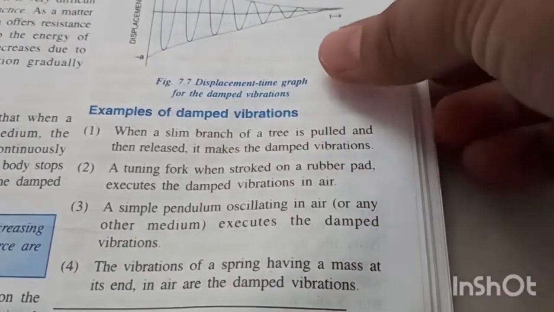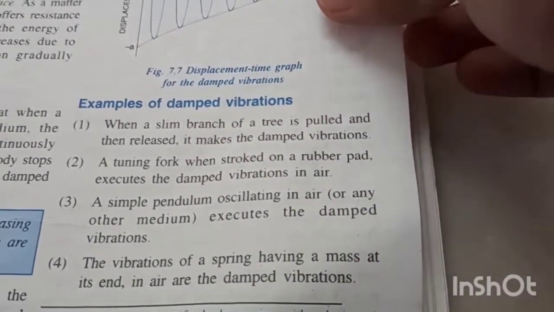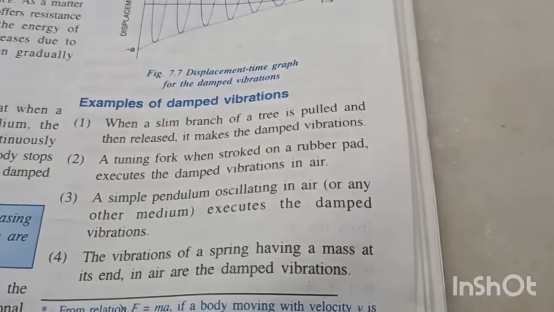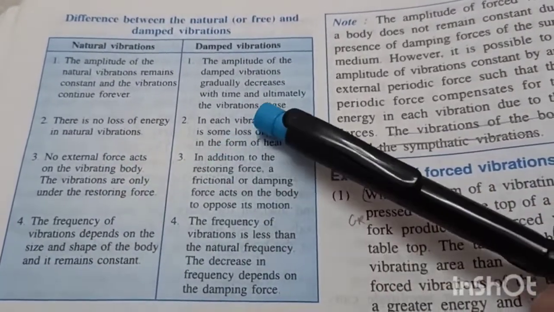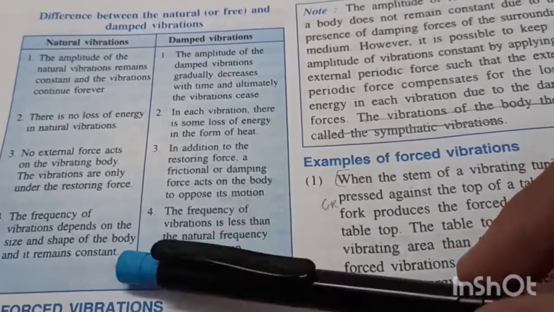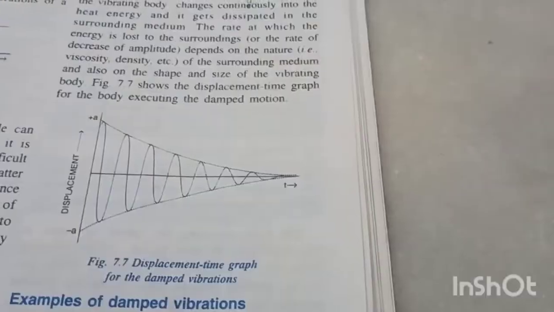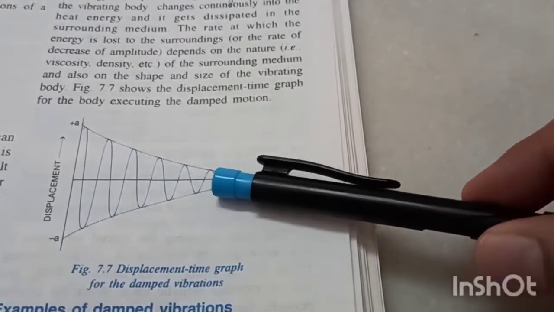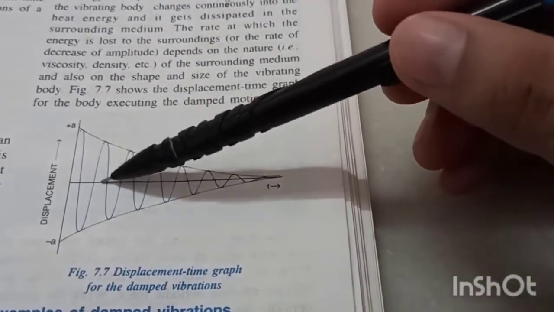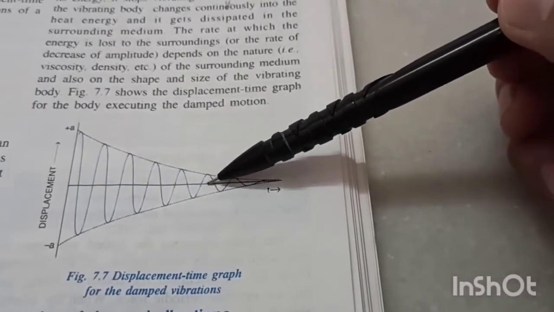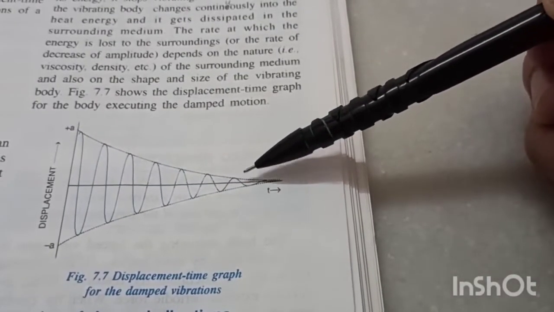Even a simple pendulum actually oscillates in air, and that is a damped vibration. So these are the differences between natural and damped vibrations which need to be studied. Remember, the frequency of vibration never changes. So even here, even though the amplitude is decreasing, the frequency of vibration remains the same. If it was making 5 oscillations per second earlier, then even though its amplitude is decreasing, it will continue to make 5 oscillations per second.